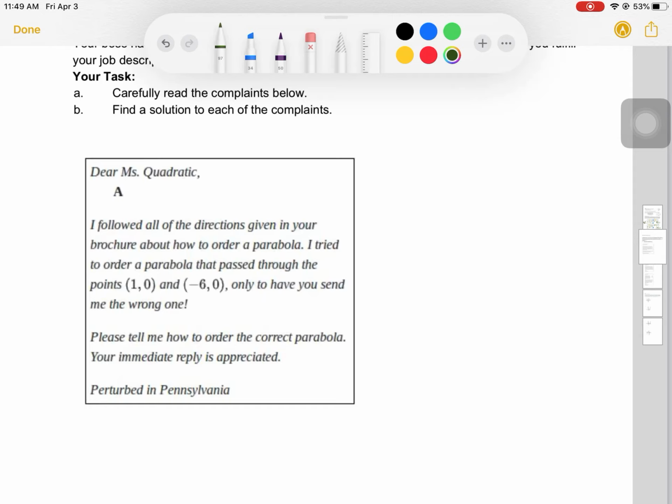So when I look at this first problem, it says, I followed all of the directions given in your brochure about how to order a parabola. And I tried to order a parabola that passed through the points 1, 0 and -6, 0, only to have you send me the wrong one. So then it says, please tell me how to order the correct parabola. So there are infinitely many parabolas that could go through the points 1, 0 and -6, 0. We just need to give a suggestion of one that could possibly work.